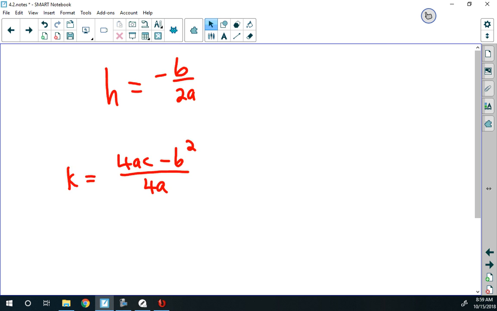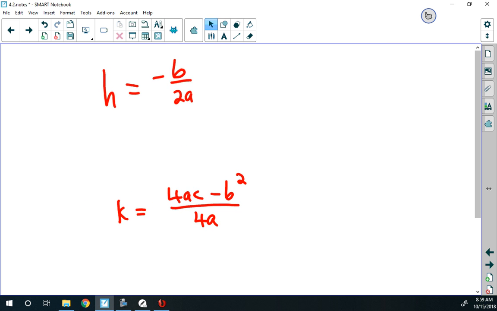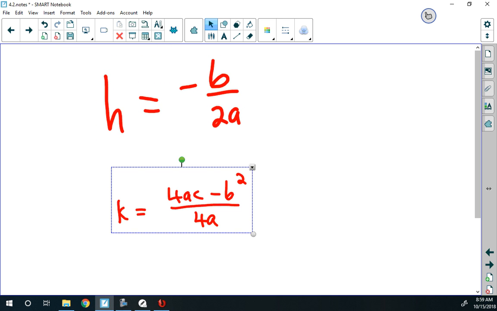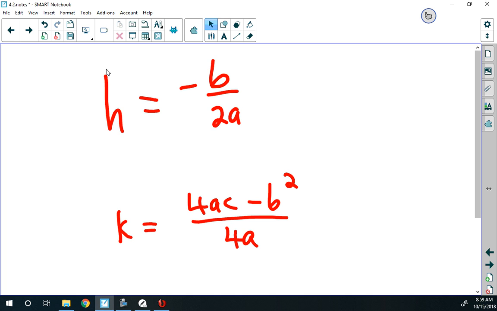These are two formulas that you're going to need to be able to find the vertex without a graphing calculator. And on Wednesday's quiz, that's going to be the hard part. Wednesday's quiz, you're not going to be allowed to use calculators. So we've got H is negative B over 2A. K is 4AC minus B squared all over 4A.